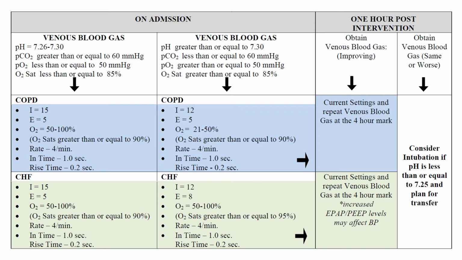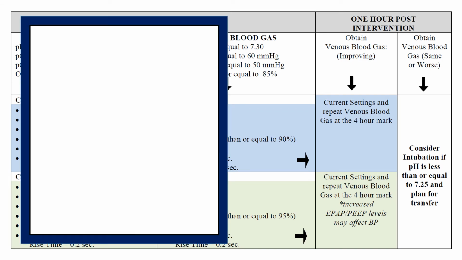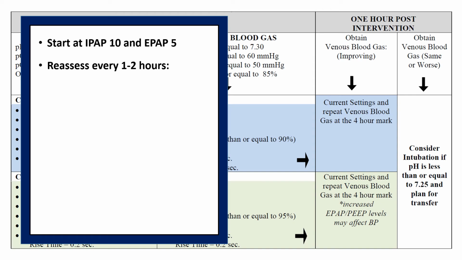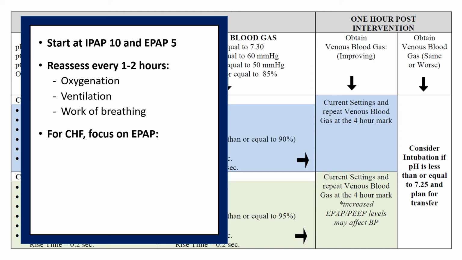I won't go through all of this protocol here, but I will give you some of the highlights because these protocols usually have common features. Typically, they'll tell you to start with an IPAP of 10 and an EPAP of 5, and then they'll tell you that you need to reassess the patient every 1 or 2 hours. When you reassess that patient, think about your respiratory assessment triangle. Think about oxygenation, ventilation, and the patient's work of breathing.